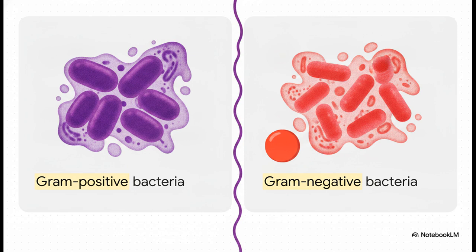Gram-positive bacteria have these incredibly thick peptidoglycan cell walls that trap the purple primary stain. Gram-negative bacteria, on the other hand, have very thin walls, so during the washing process they actually lose that purple color and are forced to take up a pink counterstain instead. It's this incredibly elegant way to instantly categorize an organism based on its physical properties. And honestly, it's exactly how doctors figure out which antibiotic might cure your infection.